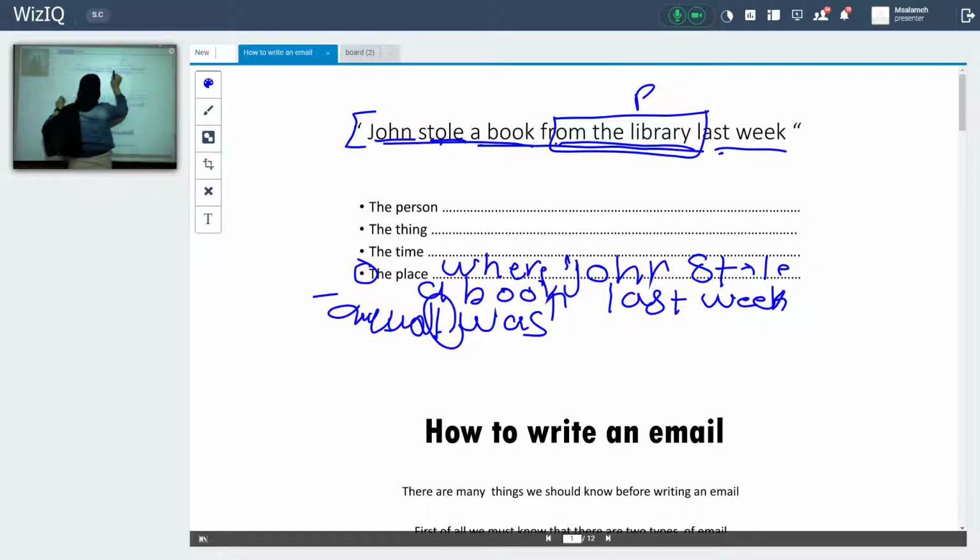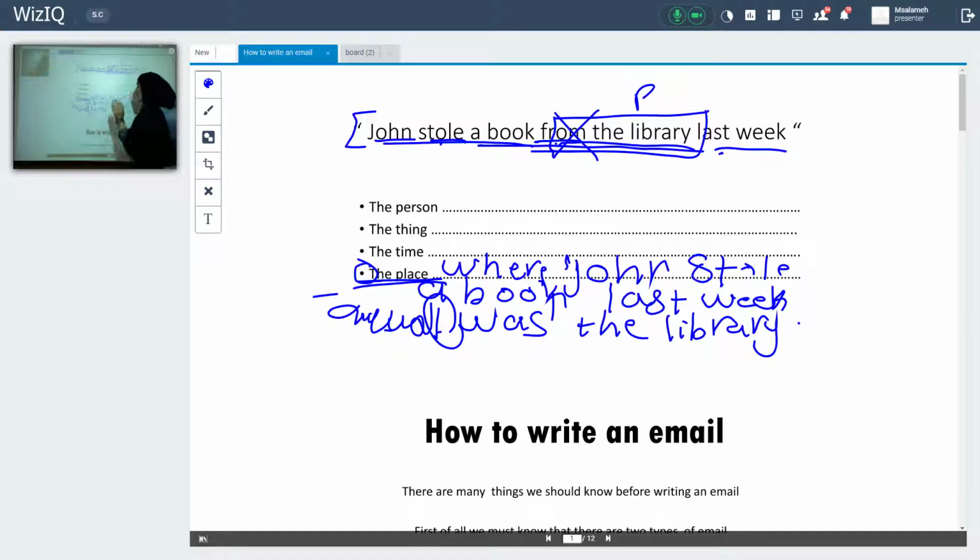But actually, I have a from. From, it's a what? It's a preposition, حرف جر. And I talk about what place. So here I will delete this preposition. A book was the library. Full stop. Here, is there any misunderstanding of this sentence?